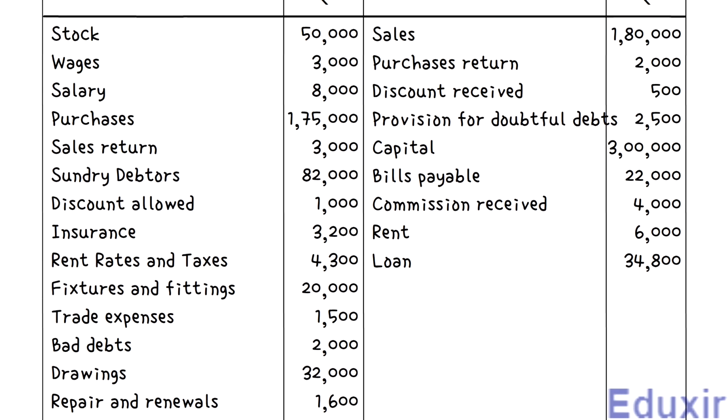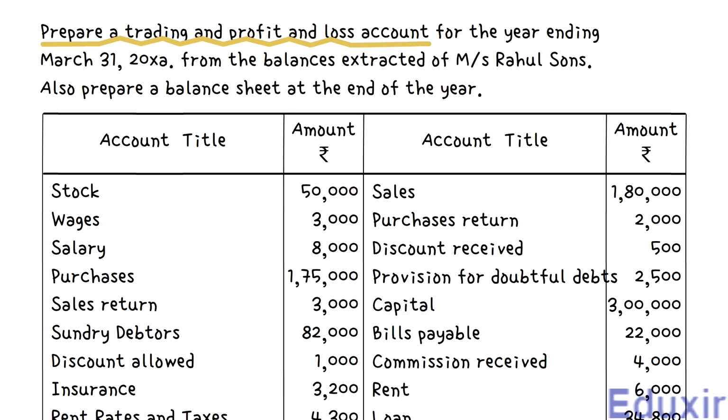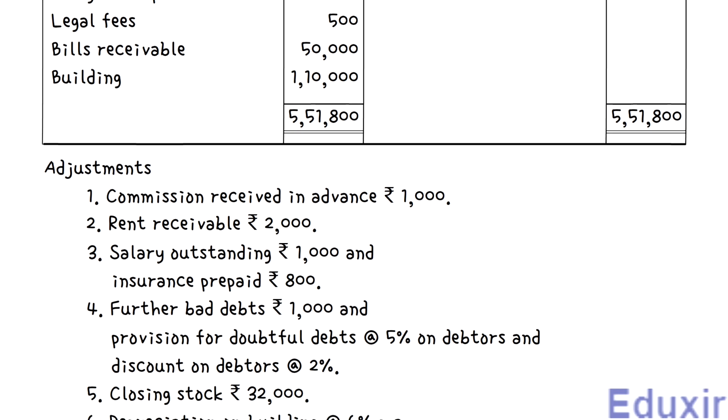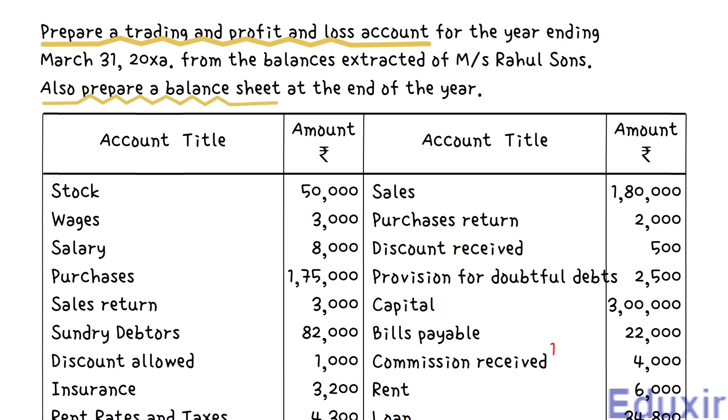It is given in the problem that we should prepare the trading and profit and loss account. In addition, we should also prepare the balance sheet. Also, there are few adjustments in the given problem. The first adjustment is commission received in advance. We should consider this when dealing with the commission received. So let's mark the commission received balance item with the adjustment number 1. See, these markings should help you to consider the corresponding adjustments without forgetting about them.